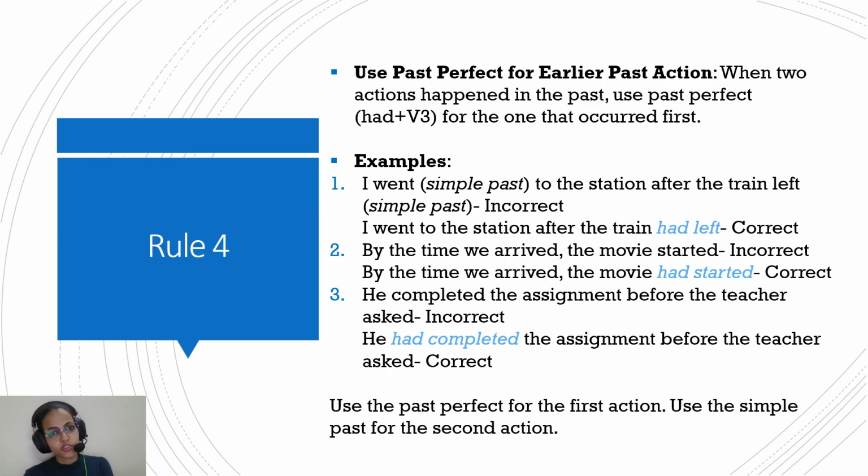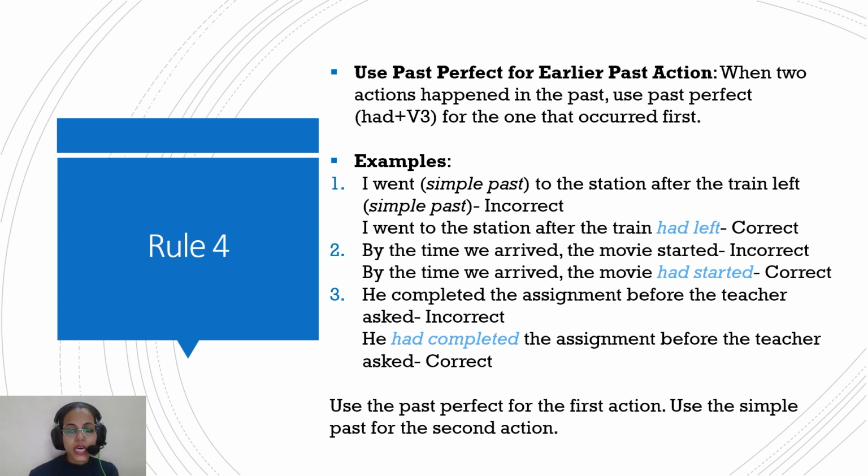So the train had left. The train has already left. Now it is very clear in the statement. And after it had left, then I reached the station. So I went to the station after the train had left. So the action that has happened first will be in the form of had plus third form of verb.